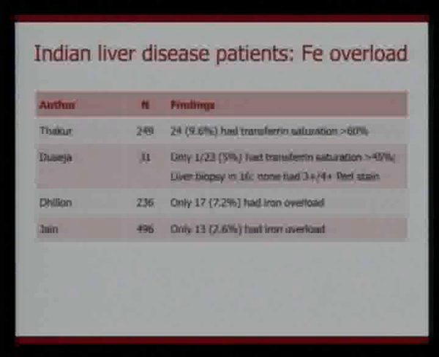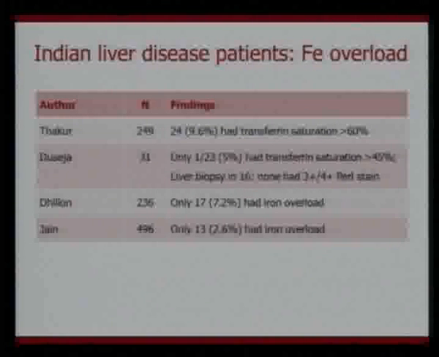In liver disease, people have looked for iron overload. From Delhi, from the GB Pant group, 10% of those with chronic liver disease had transferrin saturation more than 60%, but none of these had the C282Y mutation. From Chandigarh, 23 patients with NASH were investigated. There were 31 patients, but in only 23 they looked for transferrin saturation. Only 1 had it high.